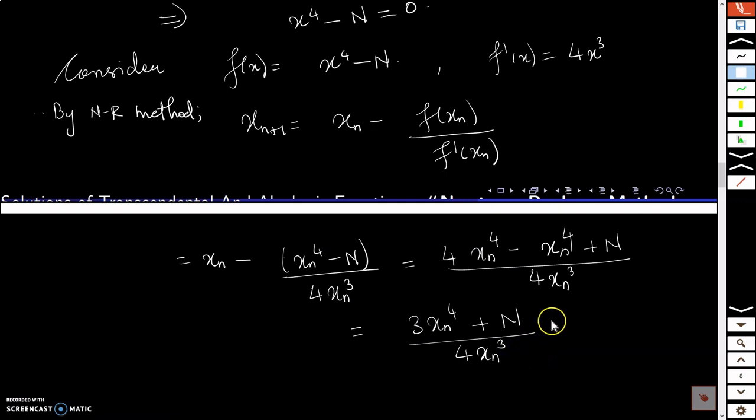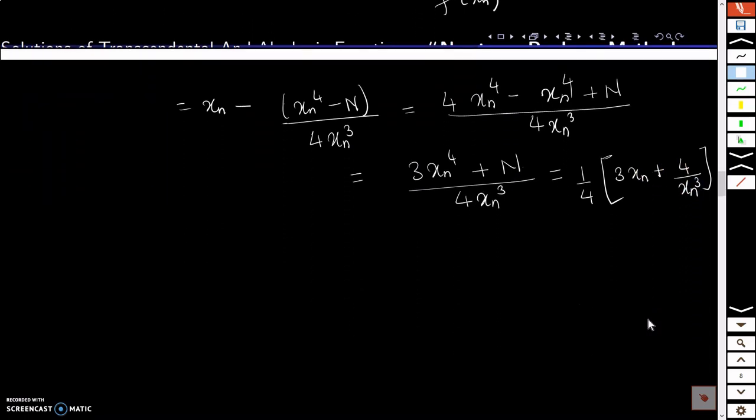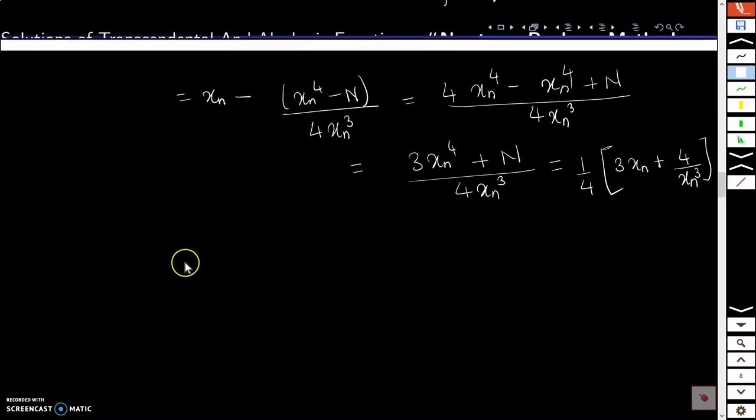And if you still further want to simplify this, you can leave that 1 by 4 outside and distribute the denominator xn cube to both, so that will be 3xn plus N by xn cube. So that is the approximate n plus 1th approximate root for finding the fourth root of capital N. Alright, so that will be 1 by 4, 3xn plus N by xn cube.